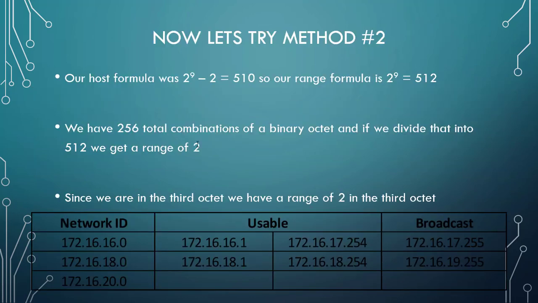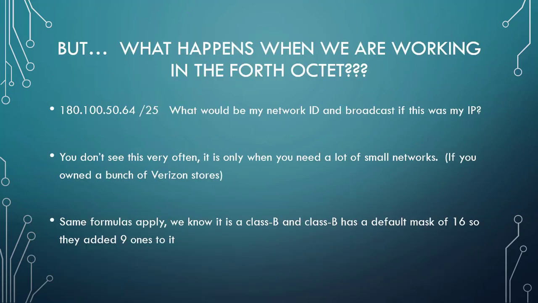So if we try the second method, so if our host formula was 2 to the 9 minus 2 gives us 510, our range would be 2 to the 9, when we just skip the minus 2, so it would be 512. So if we have 256 total combinations of a binary octet, and we divide that into 512, we get a range of 2. So it's the exact same thing. We're still getting that range of 2, and we know we're still focusing on the third octet.